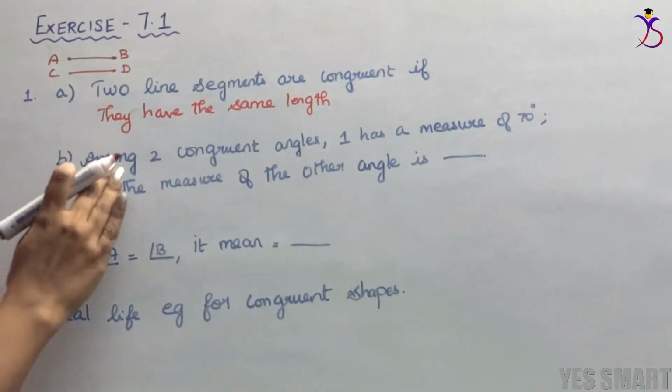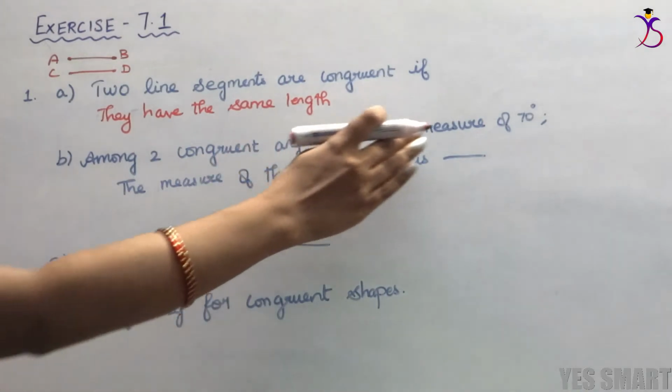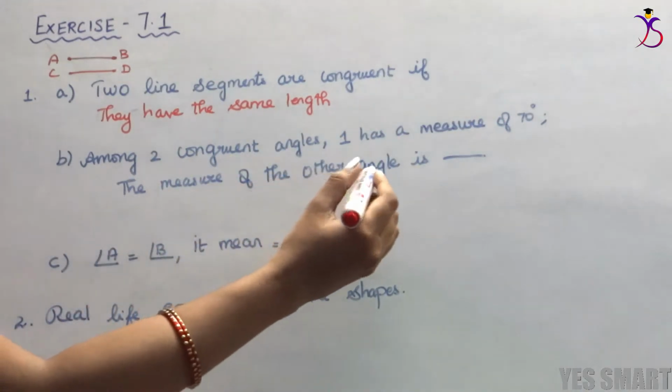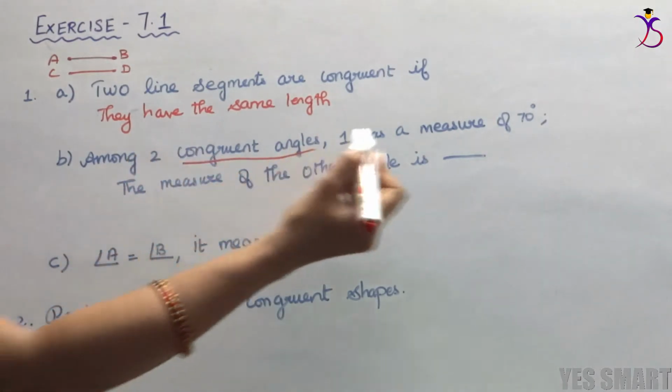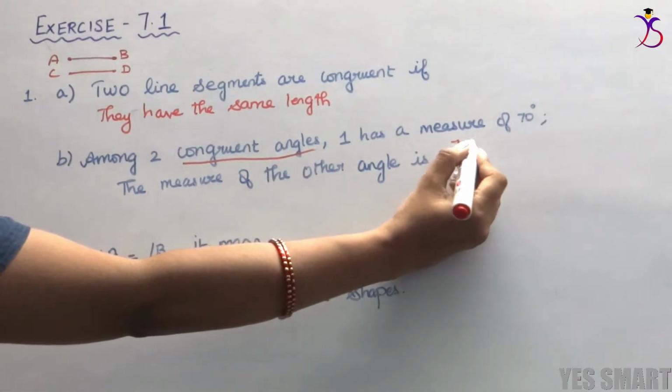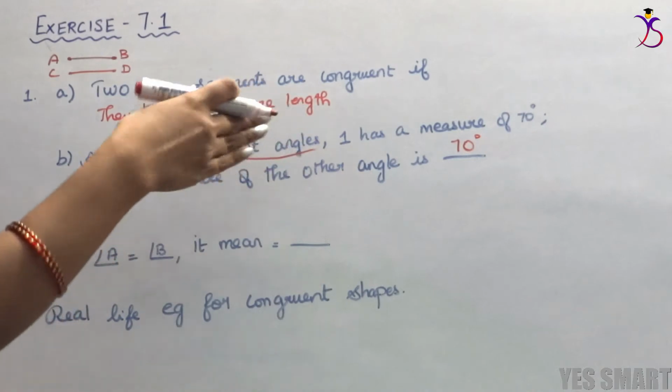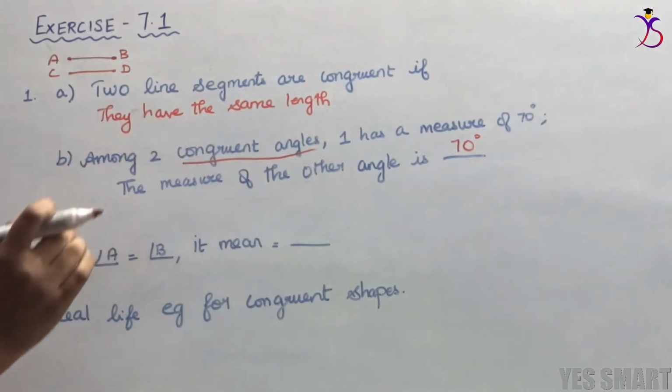B question. Among two congruent angles, one has a measure of 70 degrees, the measure of the other angle is dash. Obviously, they have mentioned it as congruent angles. Therefore, if one of the angles is 70 degrees, the other would be the same 70 degrees because congruent is just the exact similar one. Therefore, if one measures 70 degrees, the other is also 70 degrees.